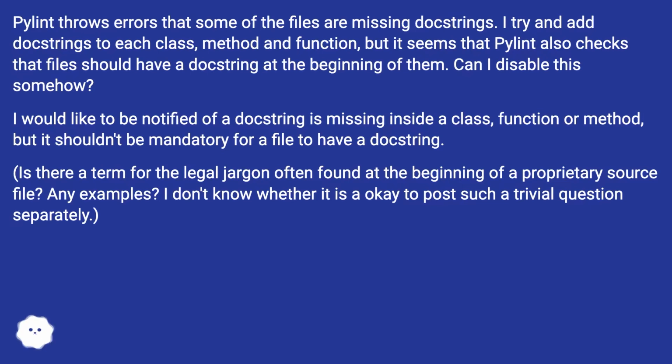I would like to be notified if a docstring is missing inside a class, function or method, but it shouldn't be mandatory for a file to have a docstring. Is there a term for the legal jargon often found at the beginning of a proprietary source file? Any examples? I don't know whether it is okay to post such a trivial question separately.